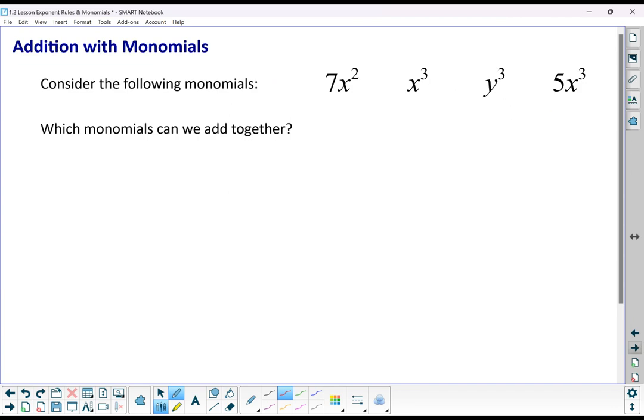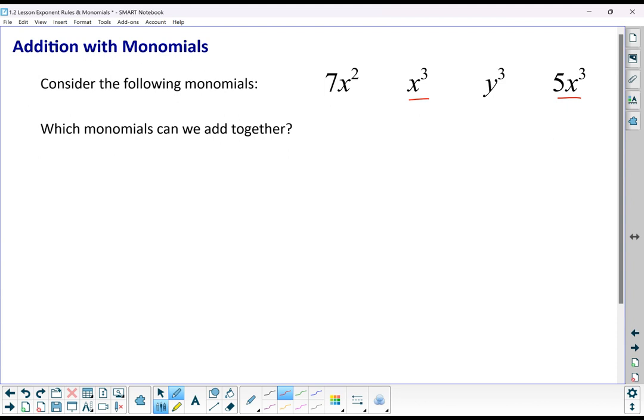All right, so we're going to do some addition with monomials, and then we're going to do some multiplication with monomials. So I've got 4 monomials on the screen, and I have the question here, which monomials can we add together? And from prior classes, you might remember that we could combine this one and this one together.